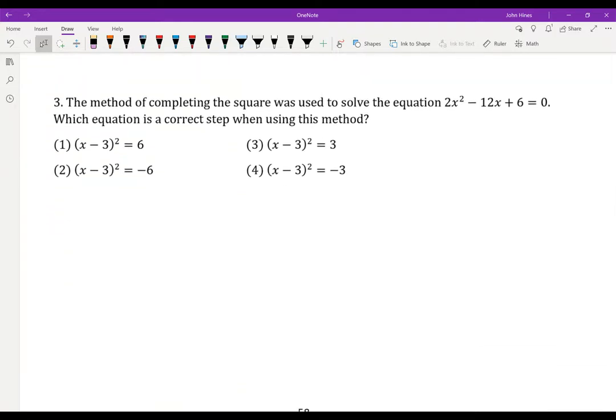Let's jump to 3. The method of completing the square was used to solve this equation. So they used completing the square here. Which equation is a correct step when using this method?